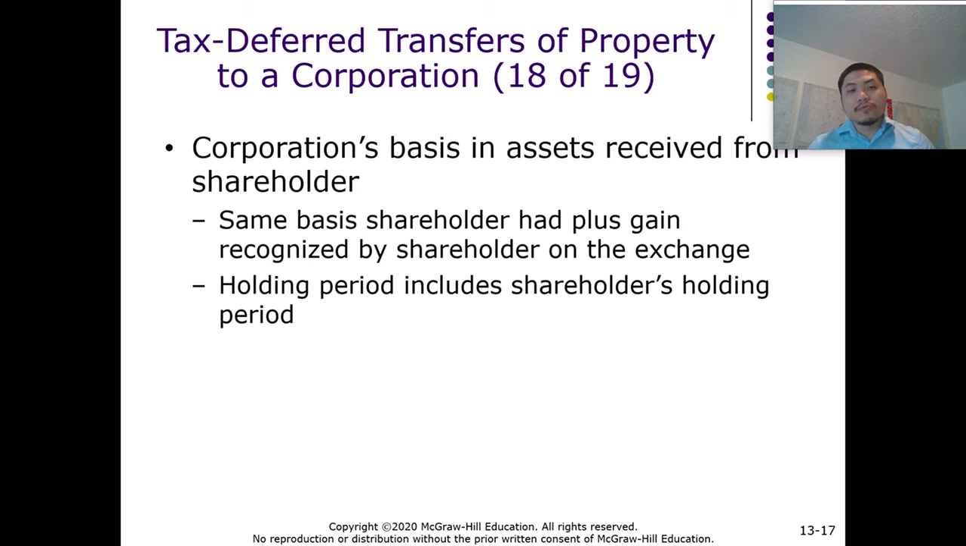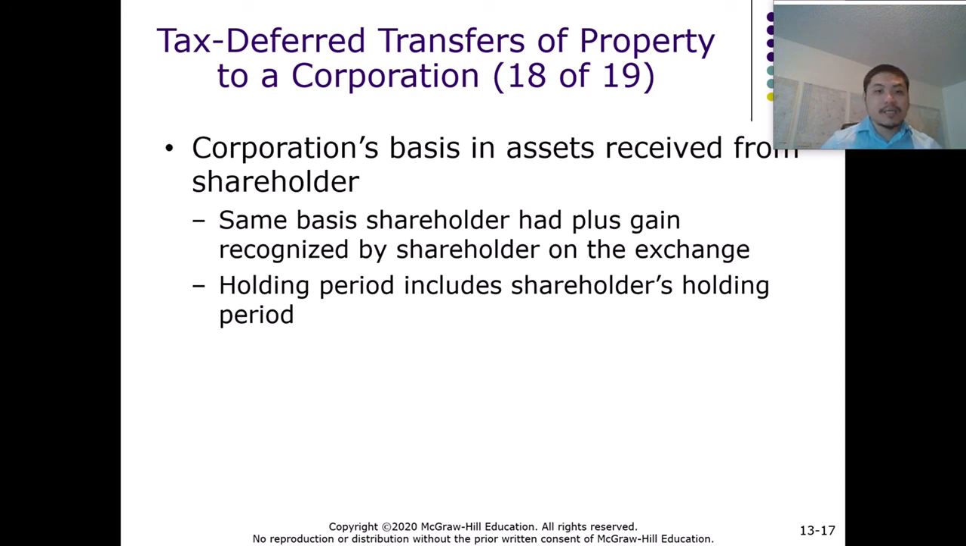So what about the corporation? What is the basis that the corporation has on the asset that they receive from the contributor, from the shareholders? The corporation usually uses the basis of the shareholders as the basis. And if there's any gain recognized during the transaction, then they also have to add the gain recognized to the basis of the shareholders, right?